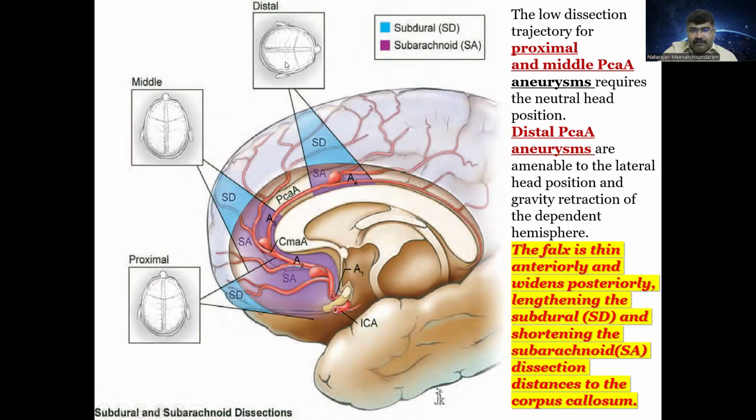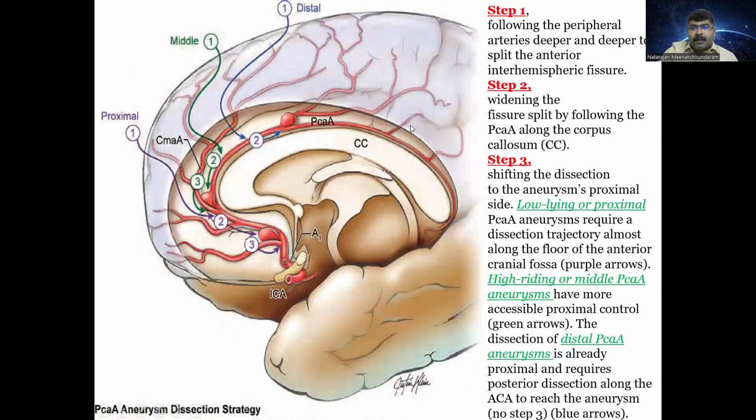If you have a right DACA aneurysm, the patient is turned towards the right, so that on the right side the brain will fall down, gravity helps in the retraction, and the dissection will be comfortable. So, the various steps.